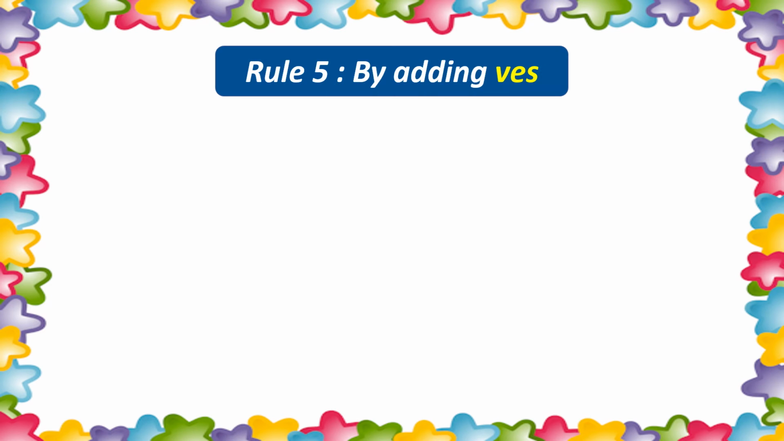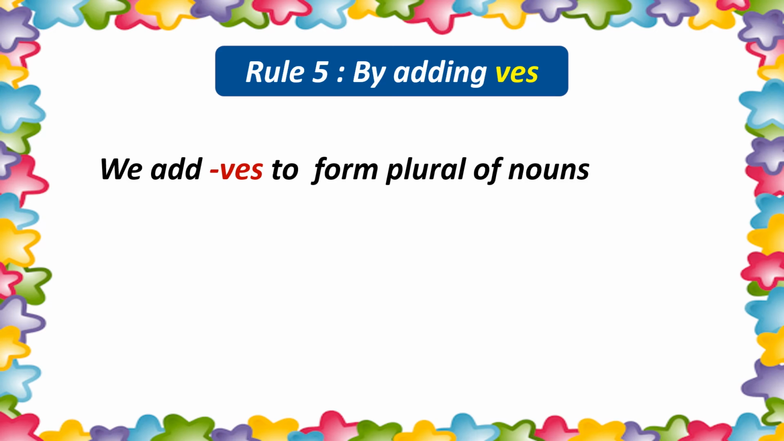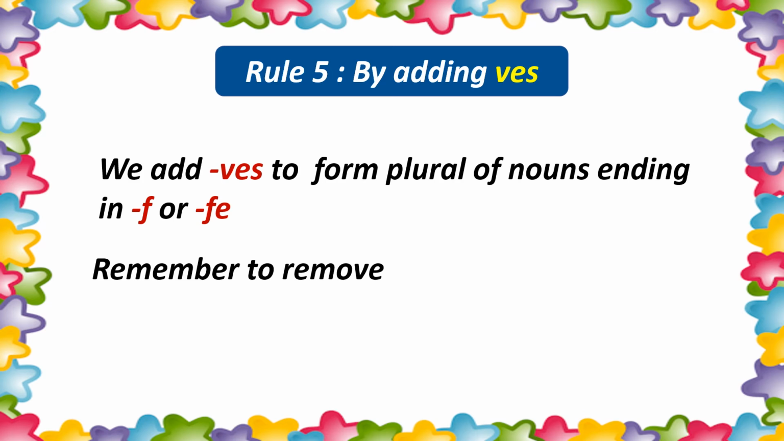That's it. Rule 5. By adding ves. We add ves to form plural of nouns ending in f or fe. Remember to remove f or fe and add ves.